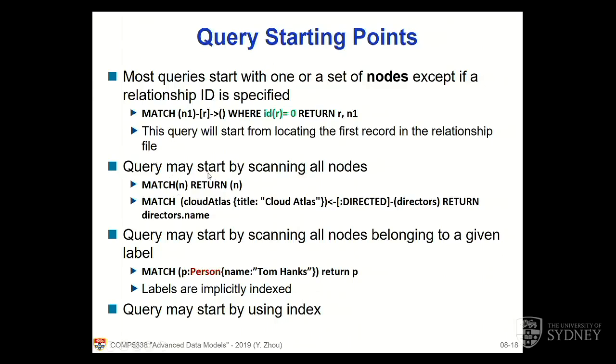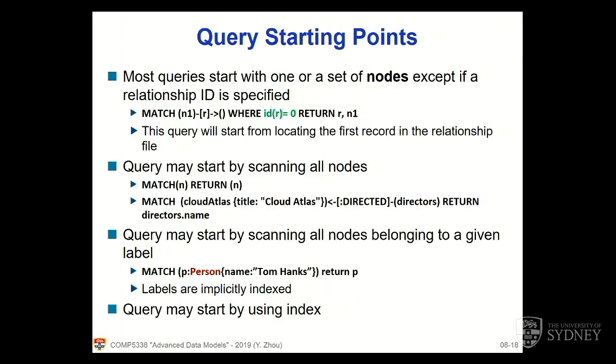Okay, so a query may start by scanning all nodes, as you already saw in that example, or if we just want to return all nodes, it will start by scanning all nodes: basically loading the node file, and then checking all the active records one by one and returning them. Or like this one, because we have no record and we didn't specify any node labels, the system has no way but to inspect every single node.